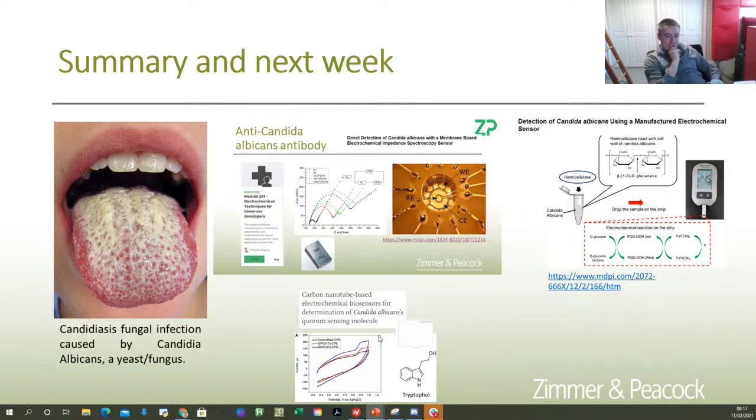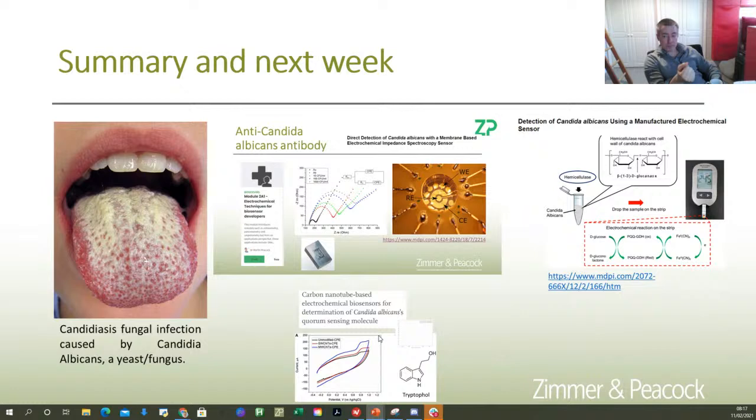And we were just discussing that this week we've reviewed that. Really what we're going to do next week is dig into this a bit more in depth. So next week's topic is going to look at Candida albicans in more detail.